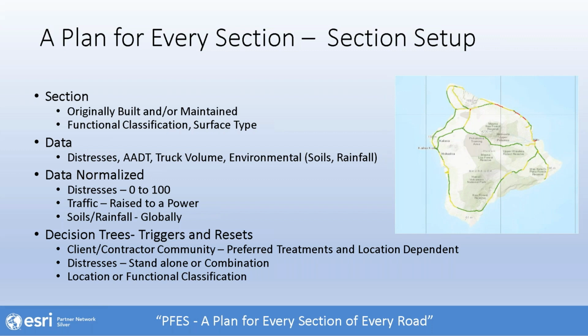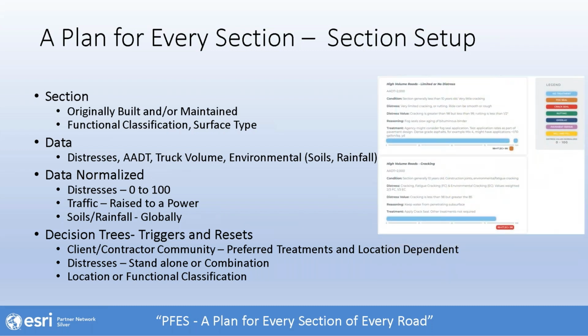At the same time, we normalize soils and rainfall across the Big Island as an example. There are rainy parts of the Big Island, there are very dry parts. We factor that into our selection process. And then finally, what I'd like to talk about are decision trees. Think of these as triggers and resets.